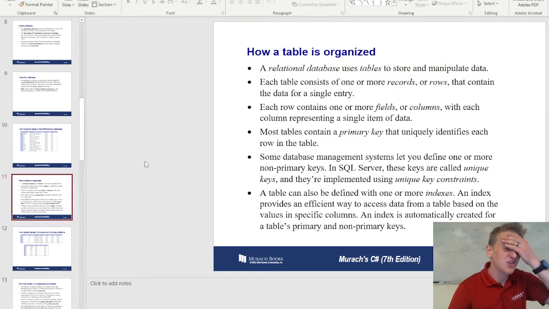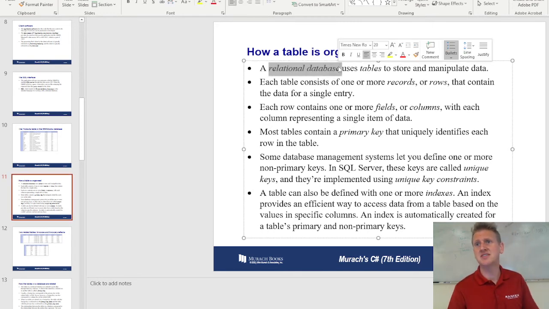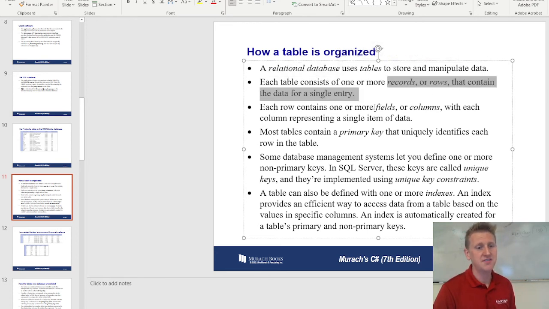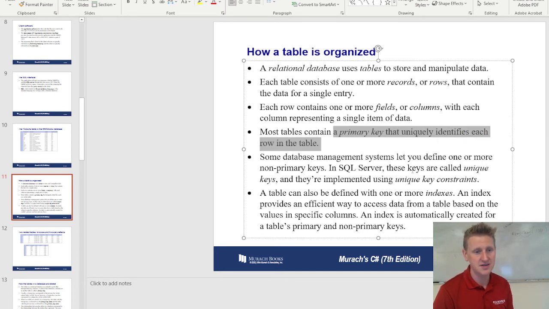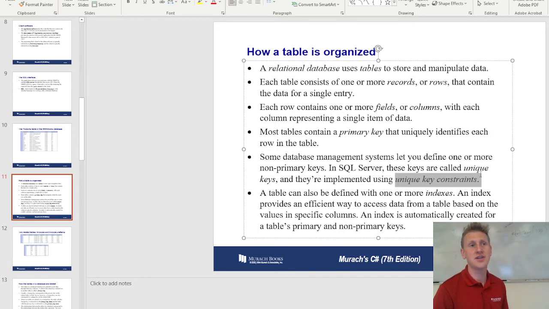Okay, so let's make sure we cover all these terms. We know relational databases. What does that mean? We just have tables that are related through their keys. Many tables that are linked together by what I mean, related through their keys. Tables have rows and records, fields and columns. They have primary keys that enforce uniqueness. Unique key constraints. Again, a constraint is just a rule on the data.